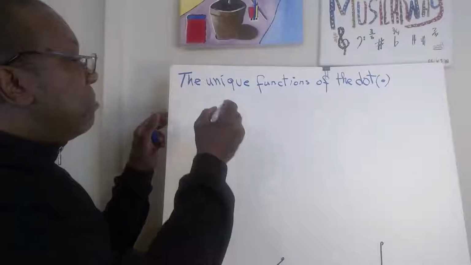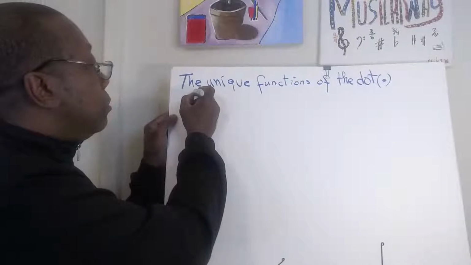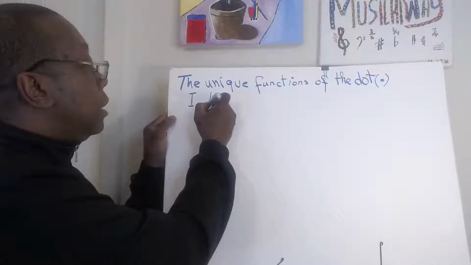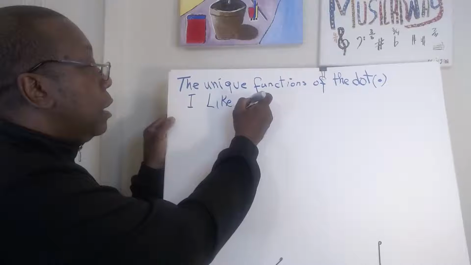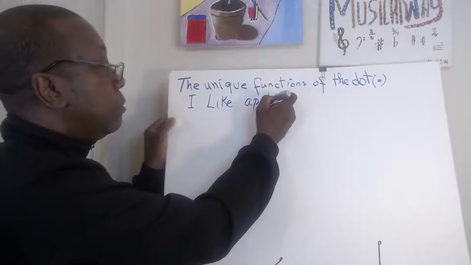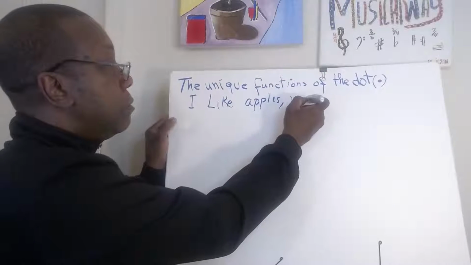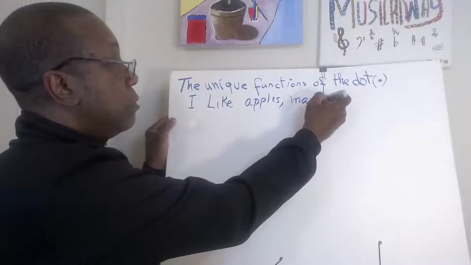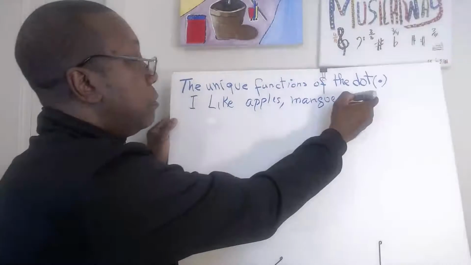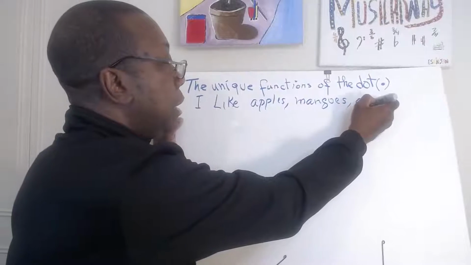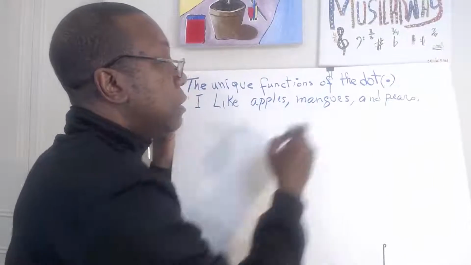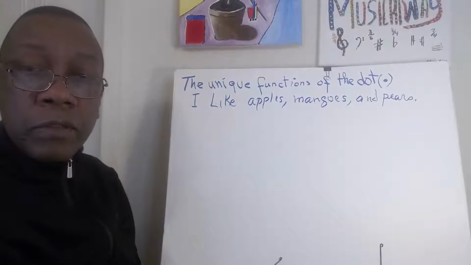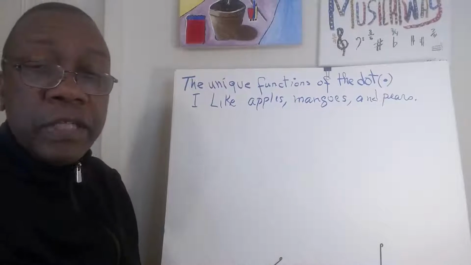For example, I like apples, mangoes, and the period. So the period indicates the end of a phrase.